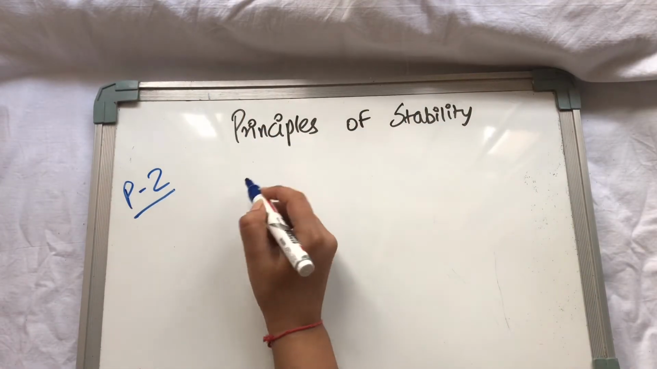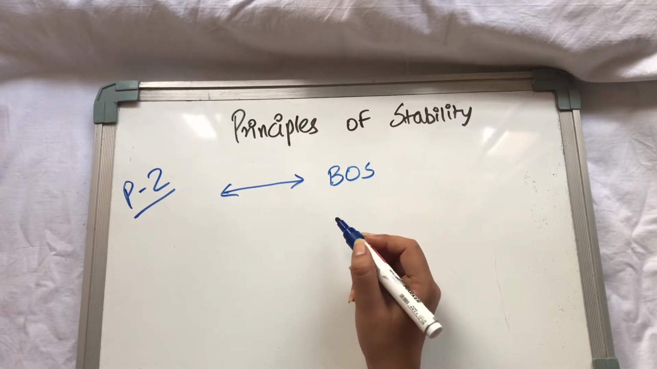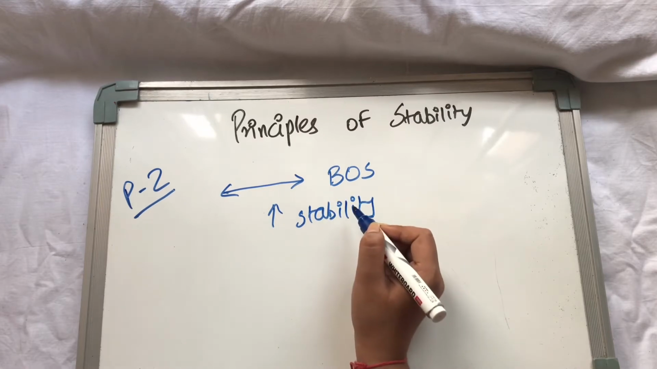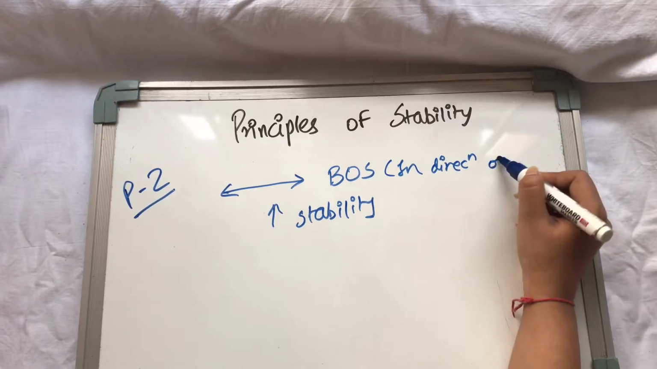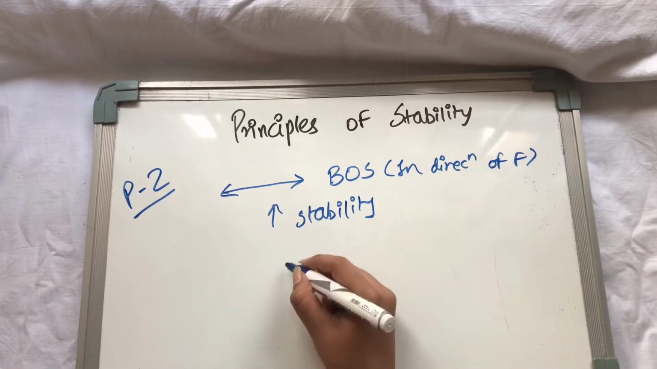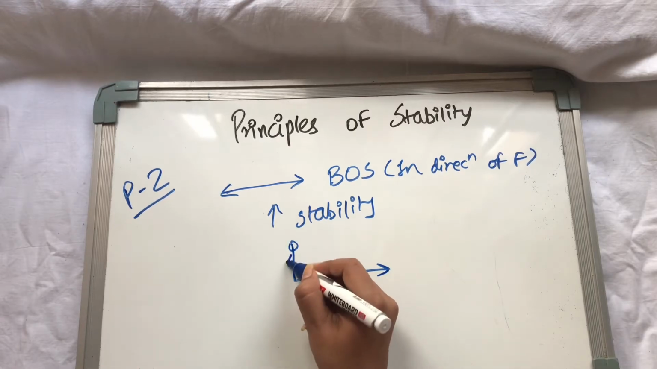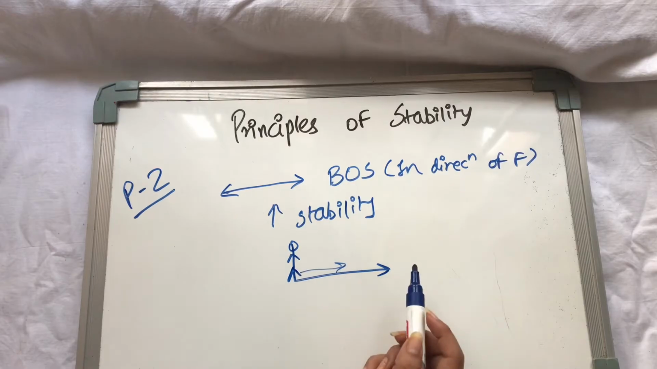Now let's start with principle 2, which states that the wider the base of support, the greater will be the stability. But the base of support should be wider in the direction of force. Suppose force is applied in this direction and a person is standing here, then he should increase his base of support in the direction of force.